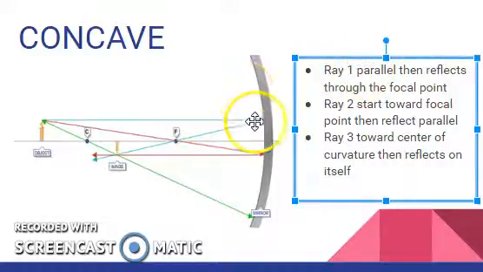It has three rays. Ray 1 is parallel and then goes through the focal point. Ray 2 goes through the focal point and then goes parallel. Now, ray 3 you don't always have to use, but if you can use it, you go through the center of curvature all the way down, and it reflects back upon itself. Where these converge is where you will find your image. Like this one right here is a real inverted image.